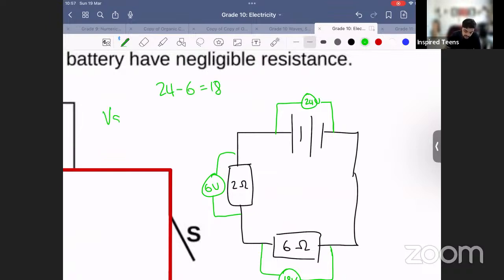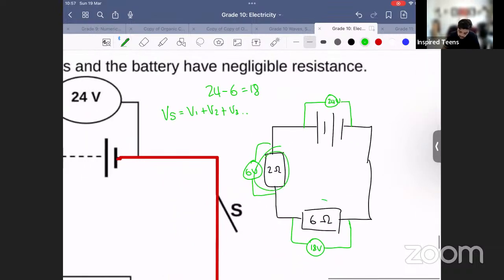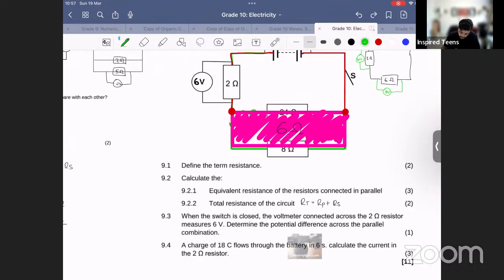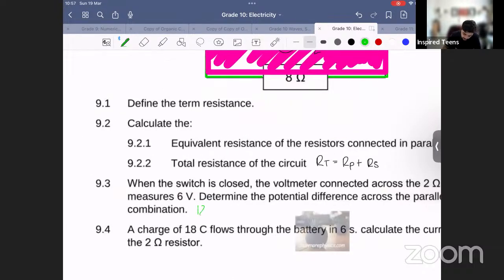Because V series, if you remember, is equal to V1 plus V2 plus V3 and so on. That's how you calculate the voltage that series uses. And this new circuit that we've drawn is basically only series. So it splits it. If this one gets 6, that one gets the rest of it because there's no one else to give. So if this gets 6, that gets 18. Therefore it gets 18. Determine the potential difference across the parallel connection: 18 volts.